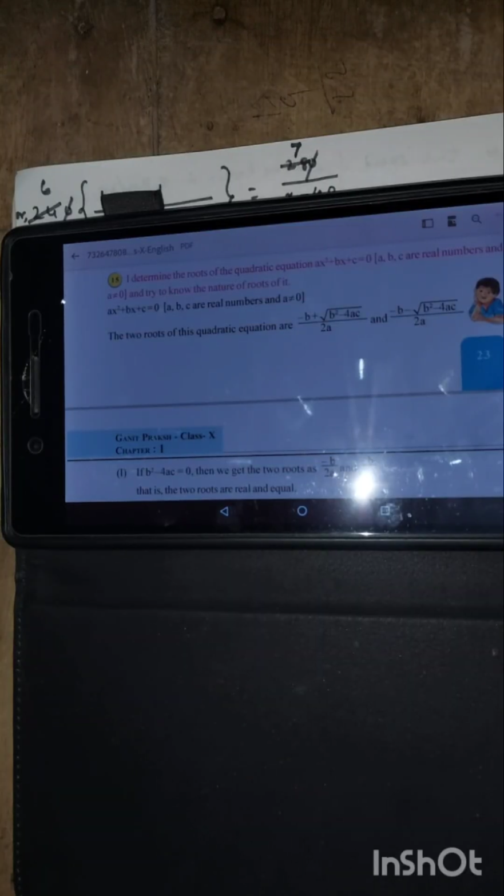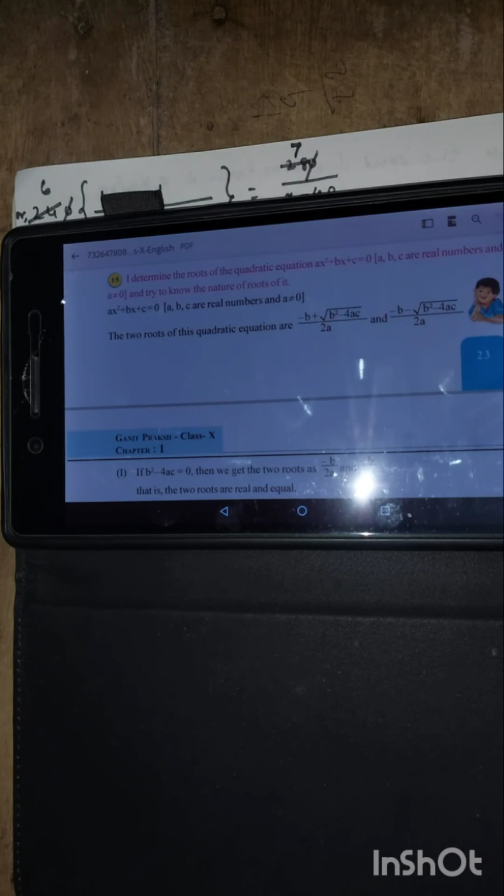We know that if the given quadratic equation is ax square plus bx plus c equal to 0, then the two roots of that equation are -b plus root over b square minus 4ac by 2a and -b minus root over b square minus 4ac by 2a. So these are the two roots.